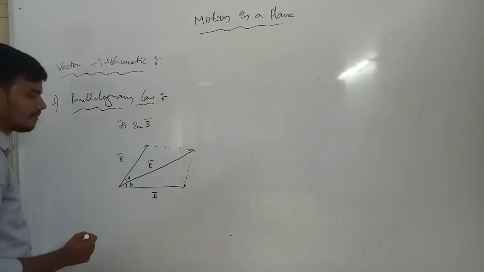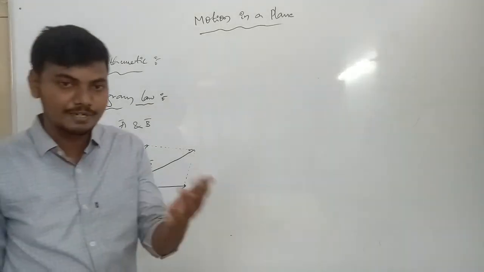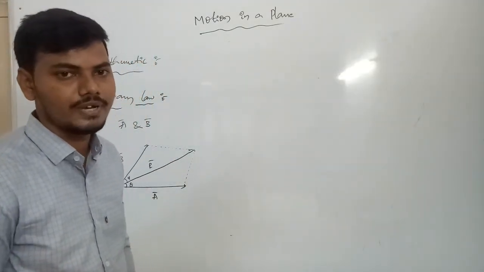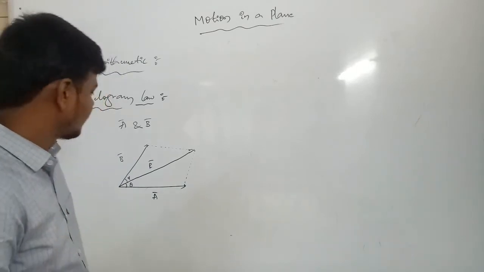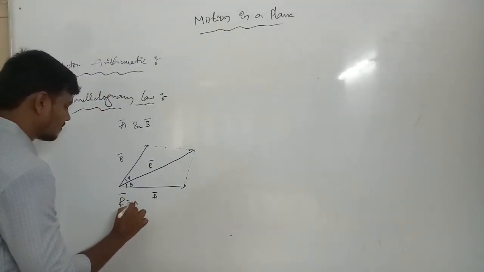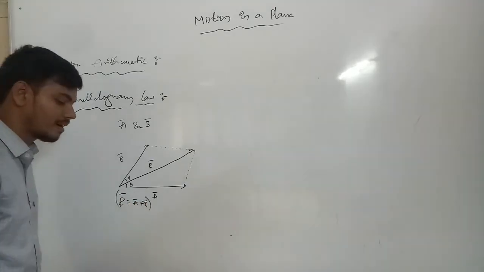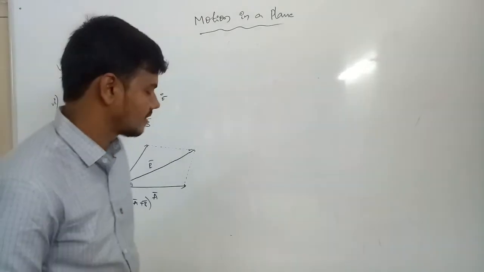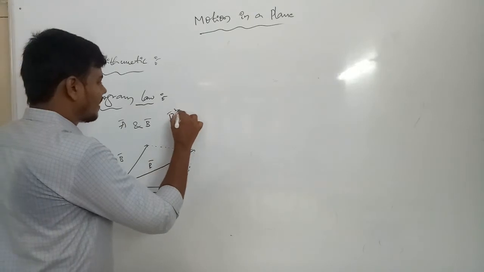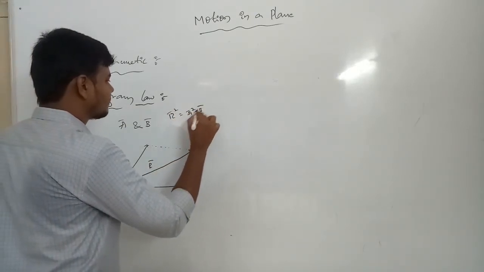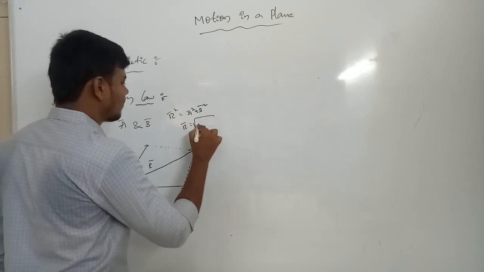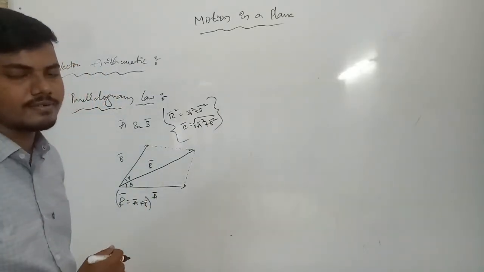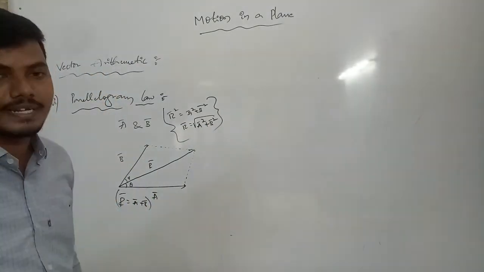In the parallelogram law there are two conditions: the first is magnitude, the second is direction. The class will be forwarded, and at the same time I am introducing the theory of the parallelogram law. R bar is equal to A bar plus B bar. The magnitude of R bar is the square root of A square plus B square. This kind of information we can gain from the parallelogram law. This is vector arithmetic.